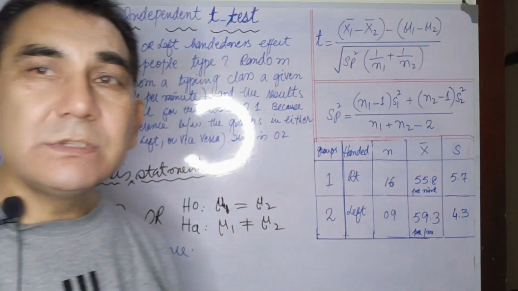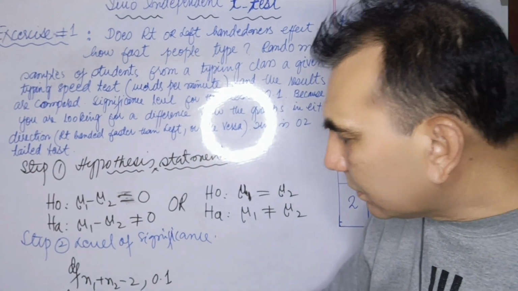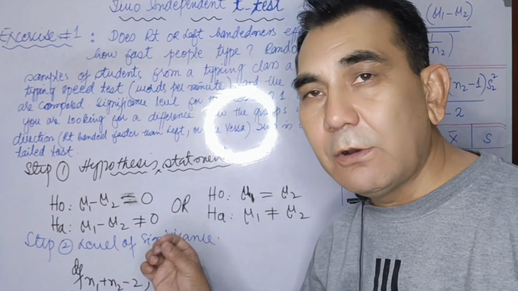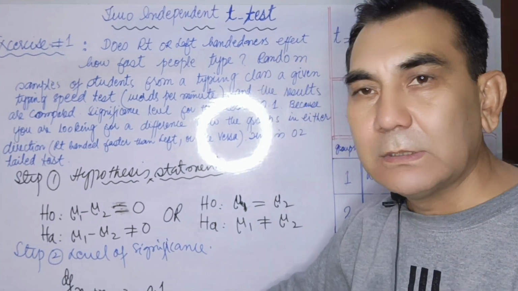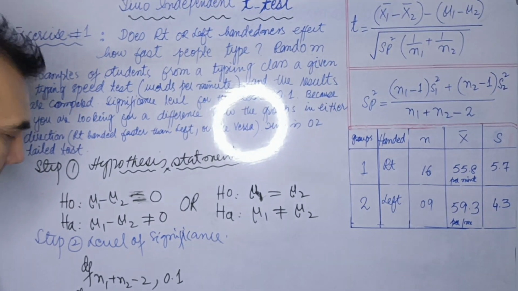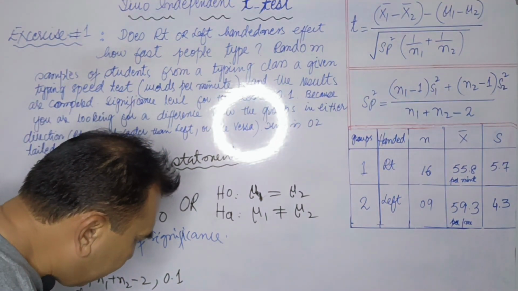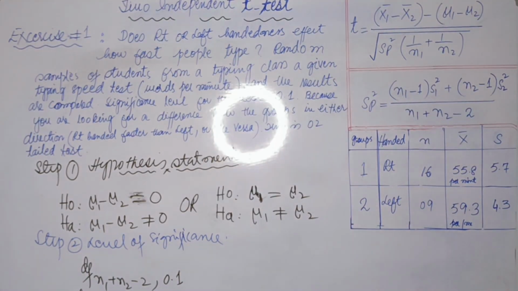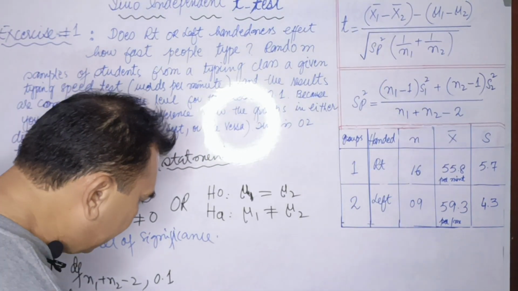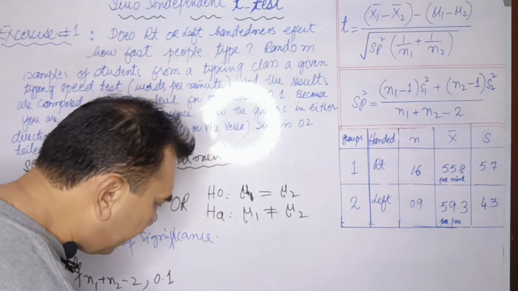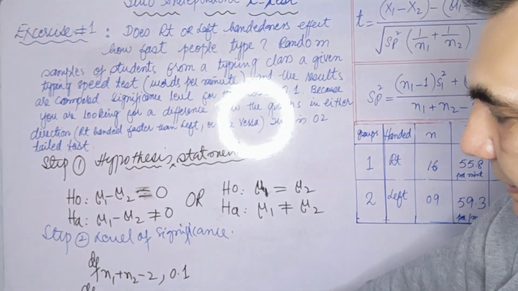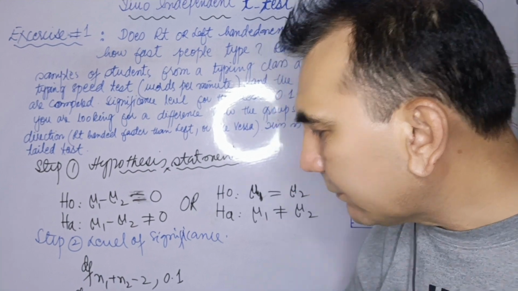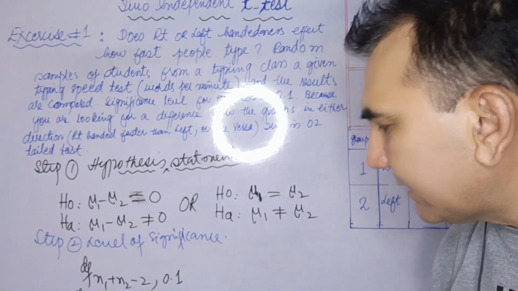Then we will use the t-table. On the t-table, at the degree of freedom of 23, we look column-wise at 0.1. It comes up as around 1.714. 1.714 is the t-tabulated value on the degree of freedom of 23.